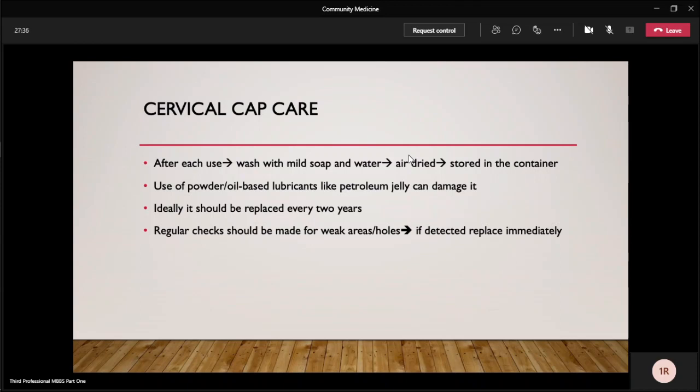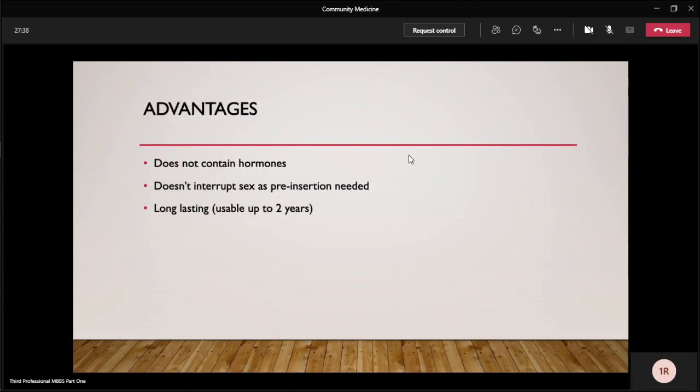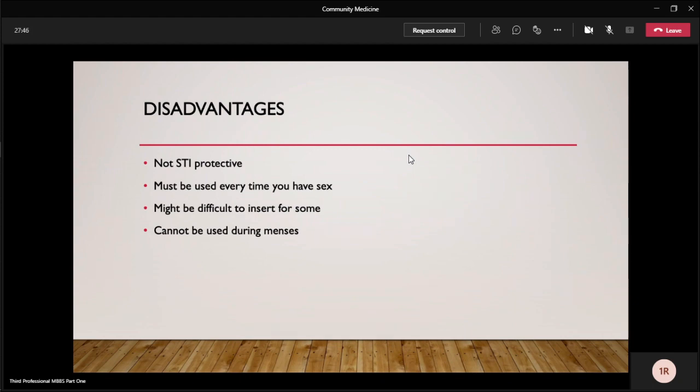Regarding its advantages, it does not contain hormones, it doesn't interrupt sex as pre-insertion is required, and it is long-lasting. Disadvantages: it does not protect from sexually transmitted infections, it must be used every time one has sexual activity, it might be difficult to insert for some women, and it cannot be used during menses.